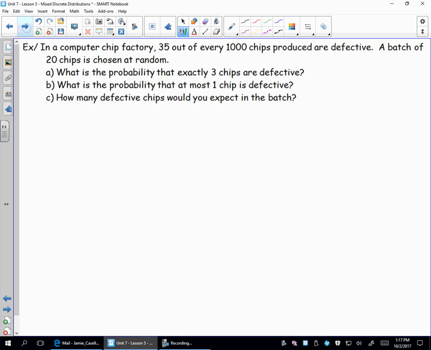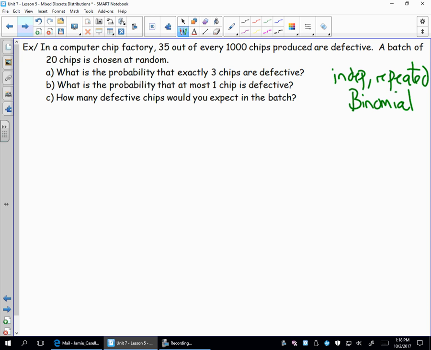We're going to try to identify the type before we try to do the math. So let's try the next example. In a computer chip factory, 35 out of every 1,000 chips produced are defective. A batch of 20 chips is chosen at random. So we're doing something repeatedly. This is an independent event. Just because my first chip is defective doesn't mean my second chip will be defective. That's a random sample of 20 chips. We don't know how they interact with each other. So this is an independent, repeated situation, which makes it binomial.